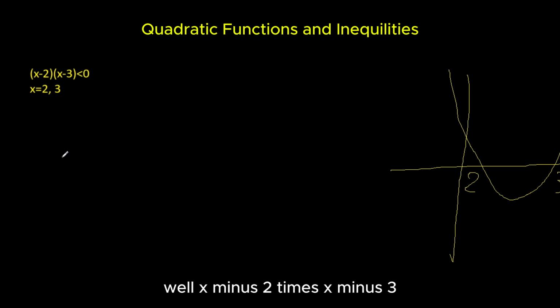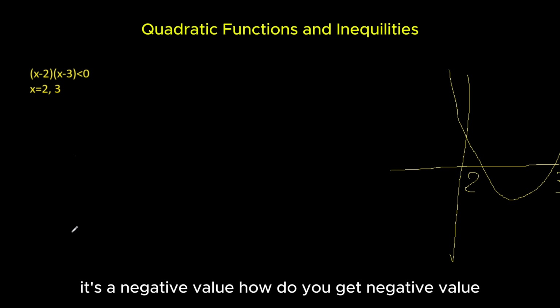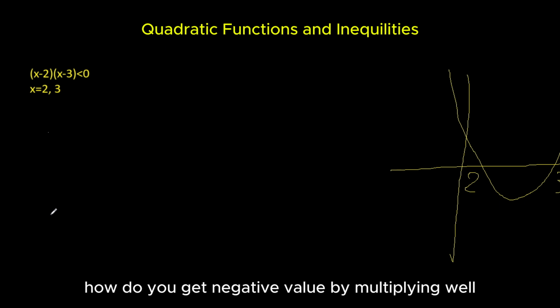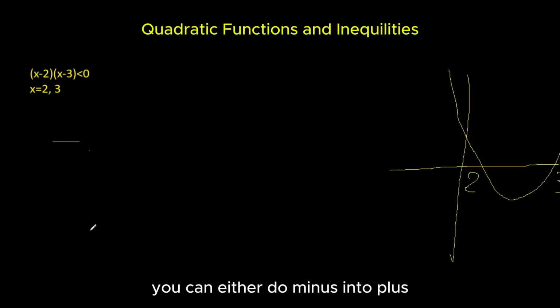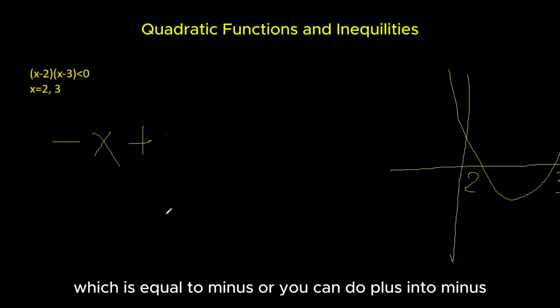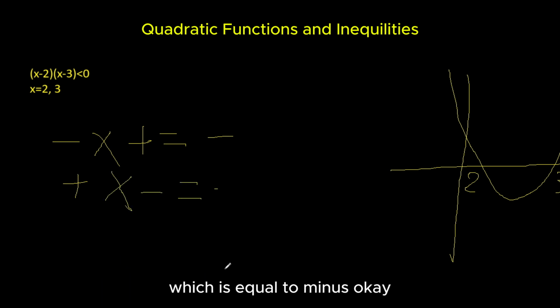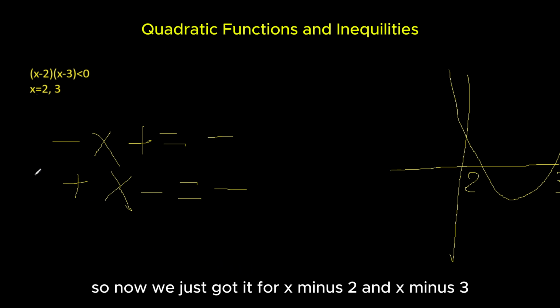Well, x minus 2 times x minus 3 over here is written as less than 0, meaning that it's a negative value. And how do you get a negative value by multiplying? Well, you can either do minus into plus, which is equal to minus, or you can do plus into minus, which is equal to minus.